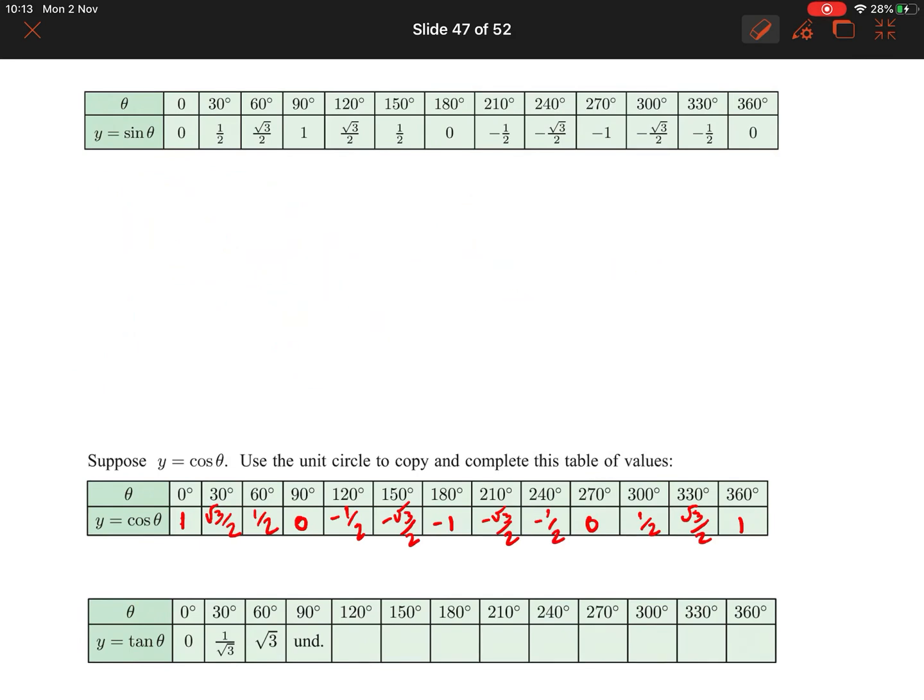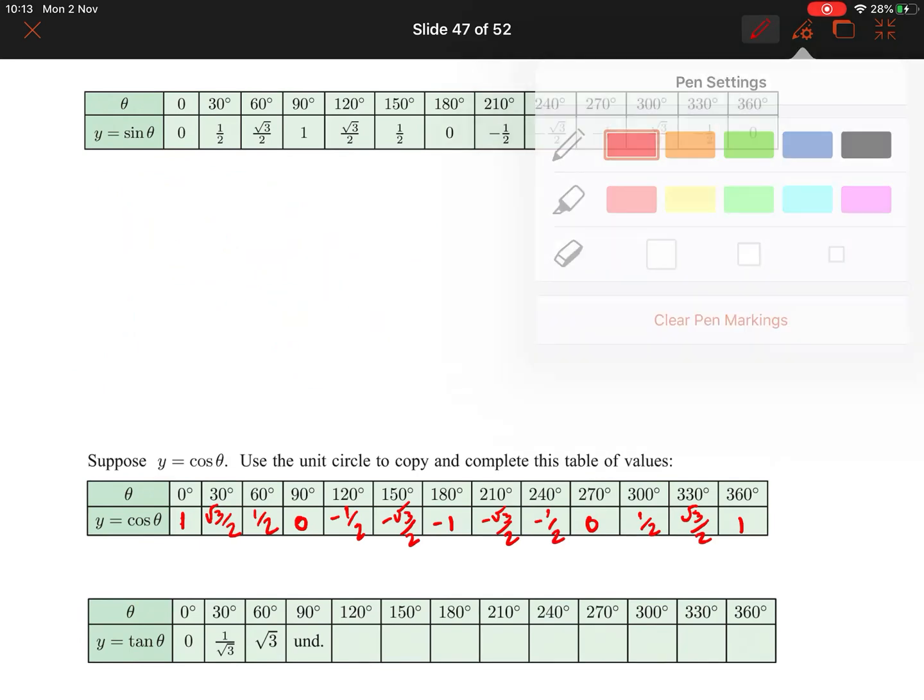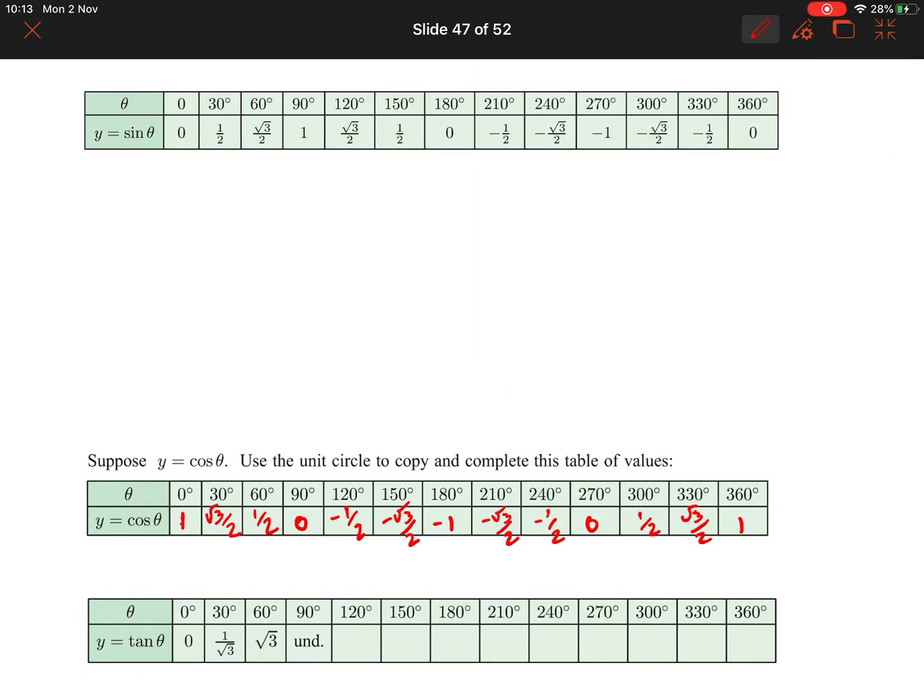Okay. Now, tan is actually a little bit more difficult to do. Tan of 0 is 0, okay? Tan of 30, 1 over root 3. Tan of 60 is root 3. Now, tan of 90 actually, there's no number that's tan of 90. Let's just think about why.